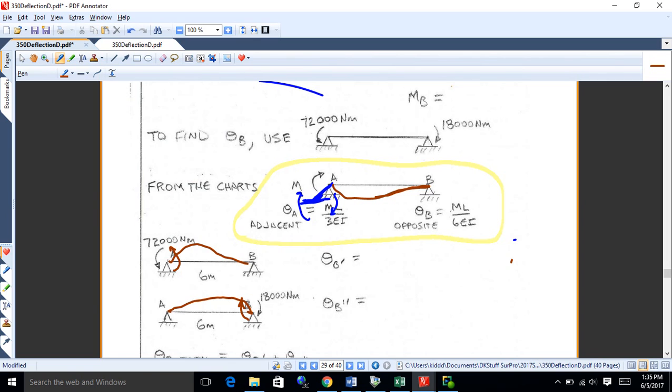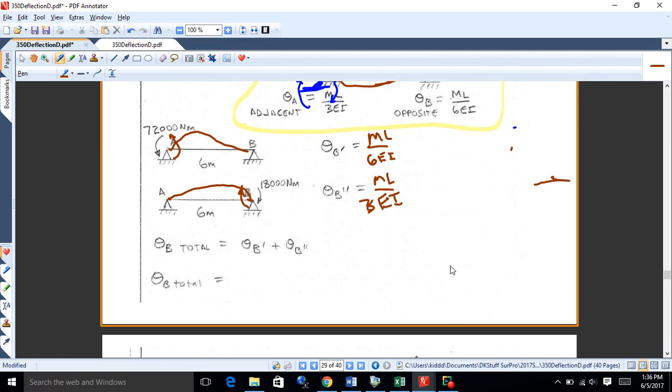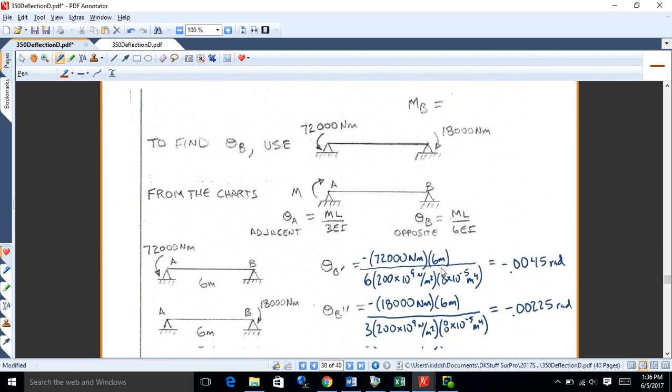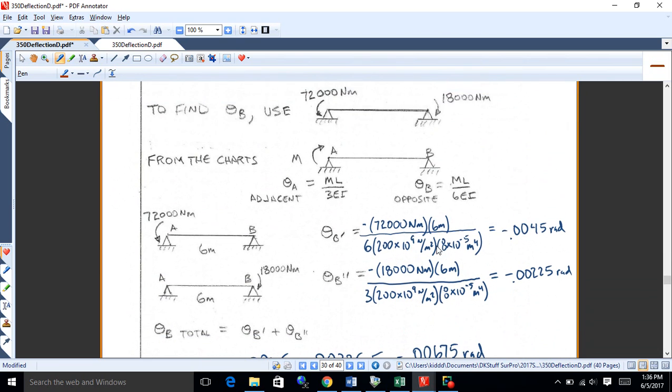All right, and so this is going to be the far side, right? The opposite side. You all good with that? So ML/6EI. And this one's adjacent because we're right next to the couple. So that's ML/3EI. And from there, it's just a matter of plugging the numbers in. Now, these answers come out in radians. They're unitless. So, unitless angles are radians. So we want to remember that.